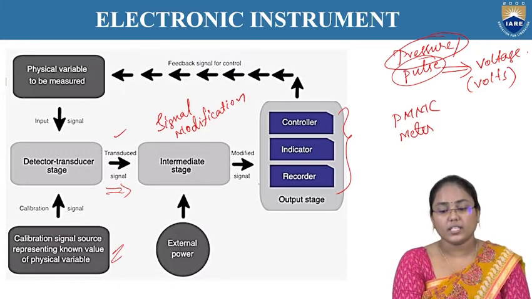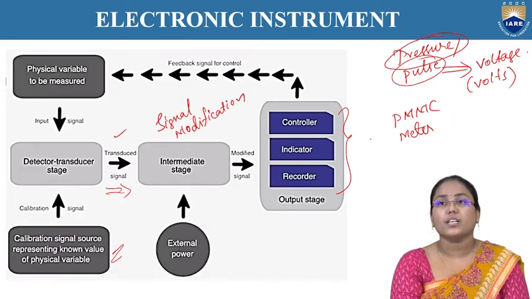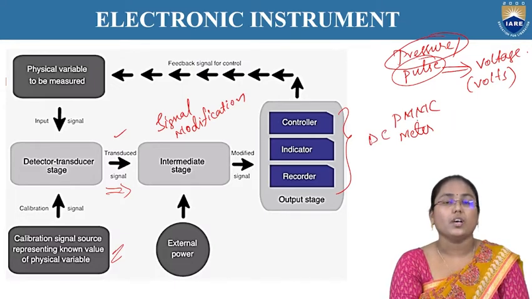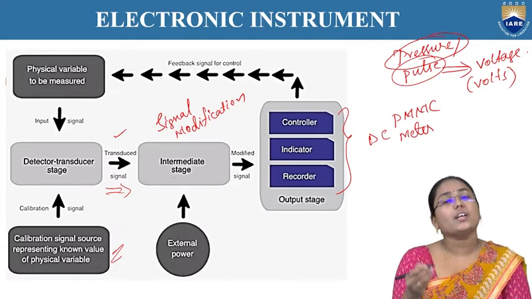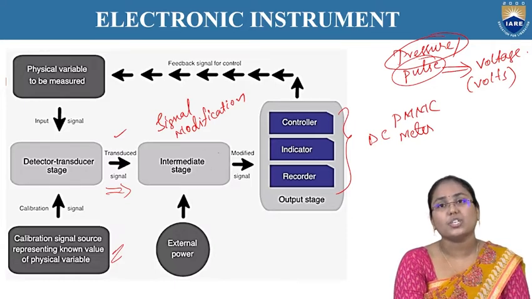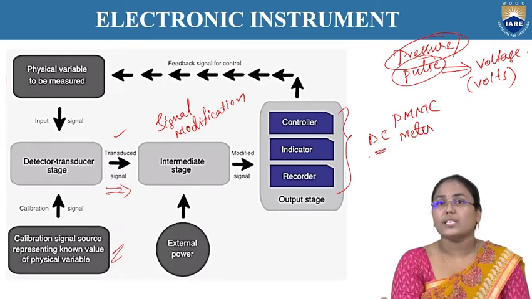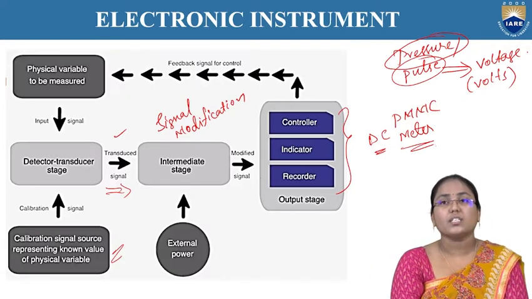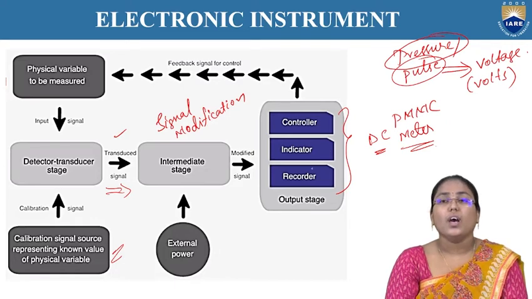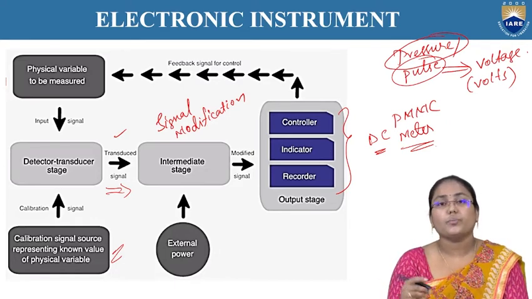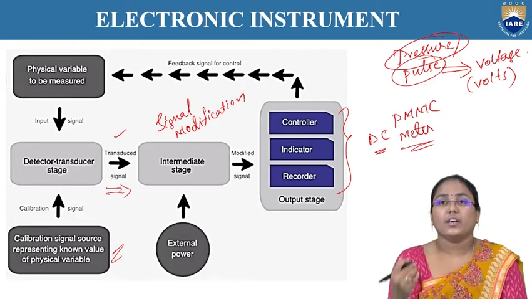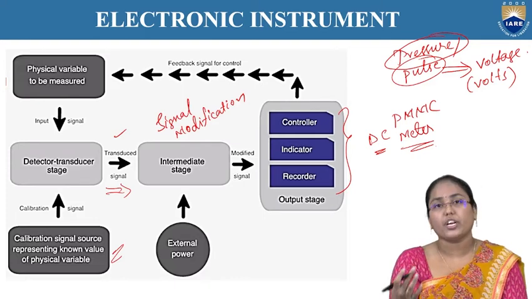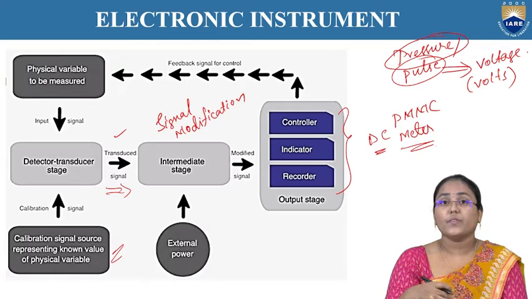That modified signal has to be a DC value if we are considering the PMMC meter. So what we'll do in the intermediate stage is convert the transducer signal into some DC format where the average or DC value is measured by using a PMMC meter, which we'll be discussing in later stages of this course. Now this modified signal can be given to the indicator. And if there is a recorder, it records how the signal is being modified from one time to the other or with different types of inputs.